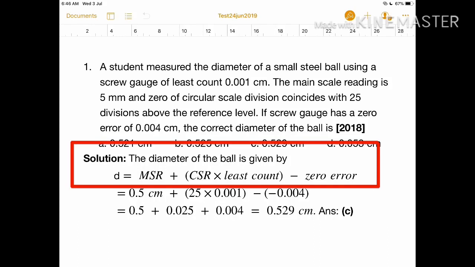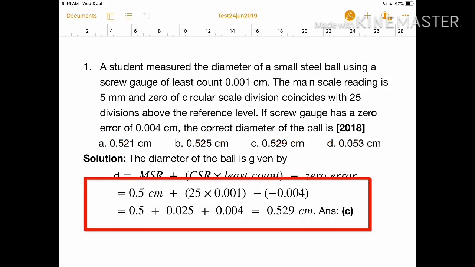Now for the solution, the diameter of the ball is given by D equals MSR plus CSR, that is the coinciding scale reading, into the least count minus the zero error. So substituting the values for MSR and CSR, it gives us 0.5 centimeter plus 25 into 0.001 minus of minus 0.004. Simplifying this, we are going to get the answer as 0.529 centimeter, which is the option C.